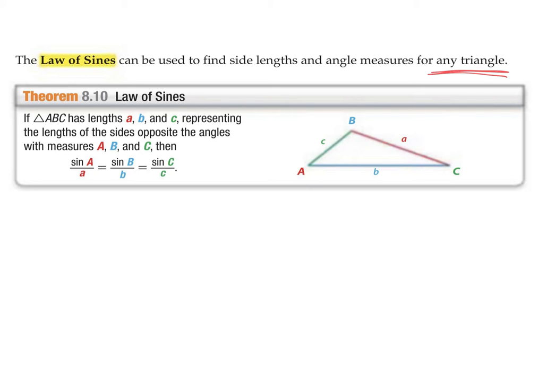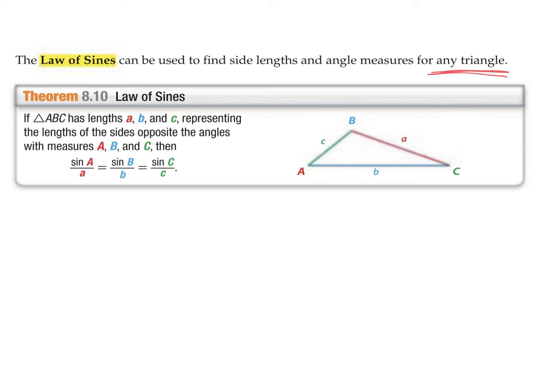SOHCAHTOA, or the trigonometric ratios, what we were talking about previously, only works for right triangles. The reason why we don't always use law of sines is because you need more information. So SOHCAHTOA and your trigonometric ratios may be more useful when you have little information about a triangle, but it only works for right triangles.